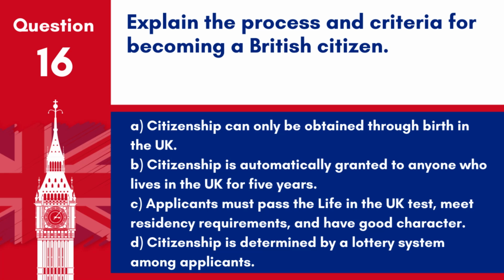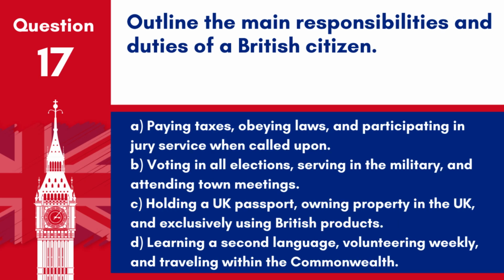C. Applicants must pass the Life in the UK test, meet residency requirements, and have good character. D. Citizenship is determined by a lottery system among applicants. Answer: C. Applicants must pass the Life in the UK test, meet residency requirements, and have good character. This process ensures that applicants have a sufficient knowledge of British life and the English language, and that they have complied with UK laws. Question 17.